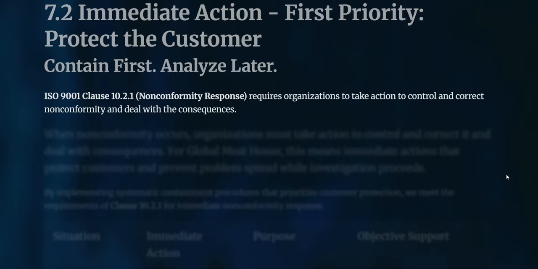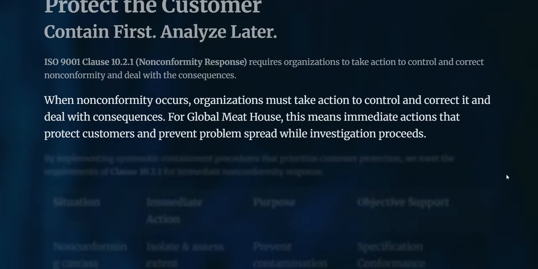According to ISO 9001, Clause 10.2.1 Nonconformity Response, it requires organizations to take actions to control and correct nonconformity and deal with the consequences. When nonconformity occurs, organizations must take actions to control and correct it and deal with the consequences. For our case study of Global Meat House, this means immediate actions that protect customers and prevent problems from spreading while investigation is ongoing.